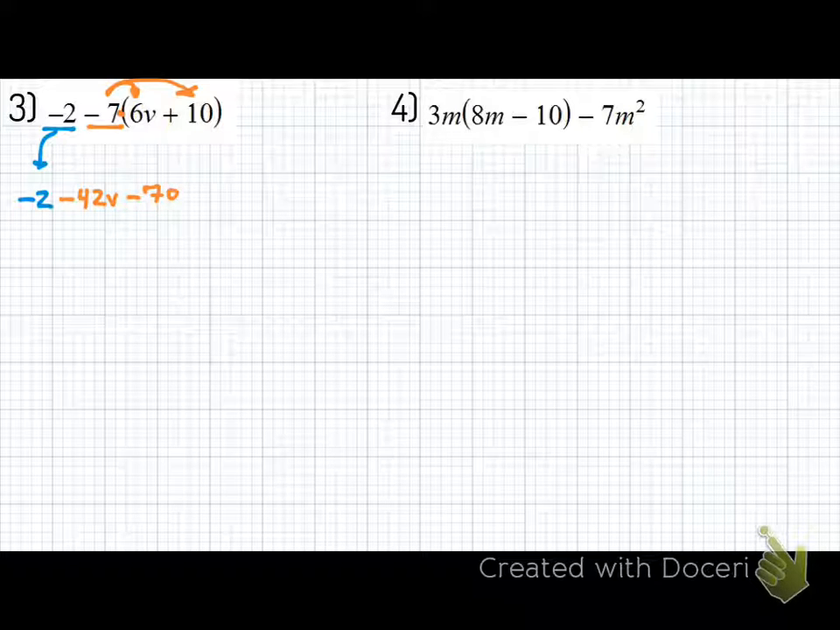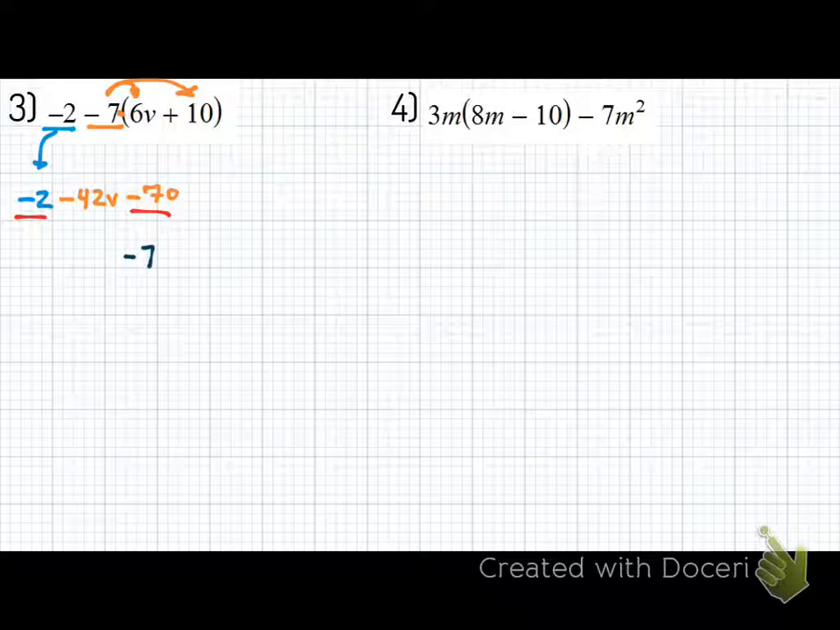Excellent. Okay, finish up this problem for me on your whiteboards. You just need to combine like terms, which is the negative 2 and negative 70. This answer, you should have combined these two. Negative 2 minus 70 is negative 72. And I always like having the variable first. We can't combine anything with this negative 42v, so this is your final answer.